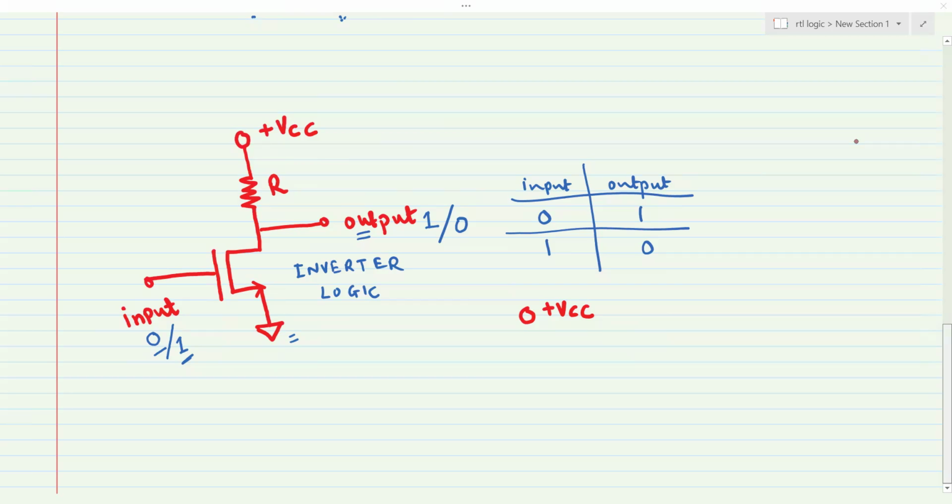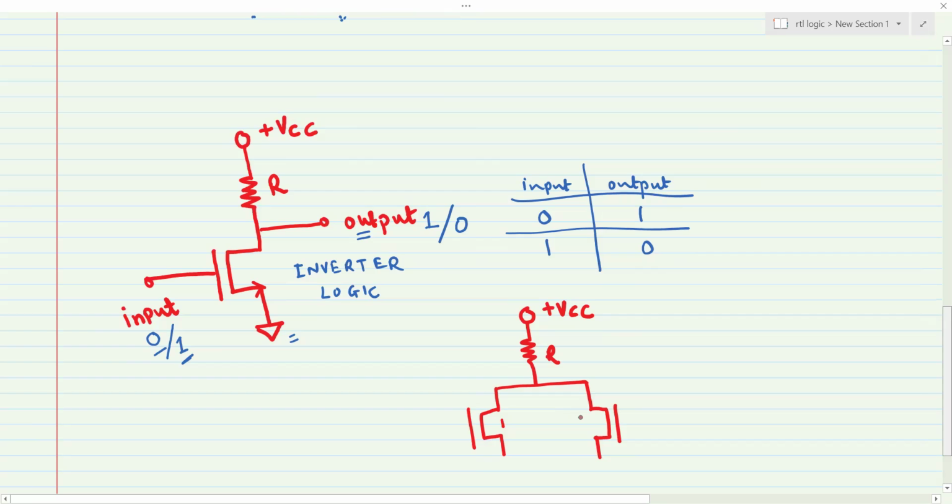Let us try to implement another logic. You have a plus VCC. I have this resistor R, and then I want to put a parallel combination of two NMOS switches here. So that's my NMOS 1, and this is NMOS 2. I have the input, let's say A, and the other input, let's say B, and this is how I make the connection, and this is the logic 0, that is, the ground pin.